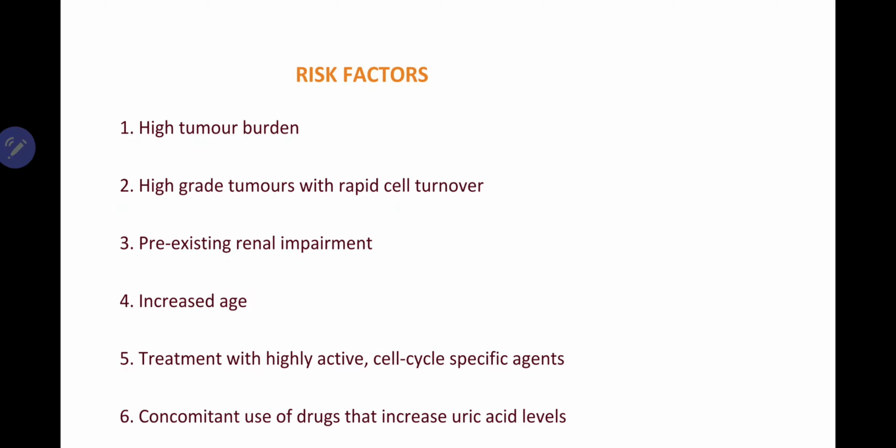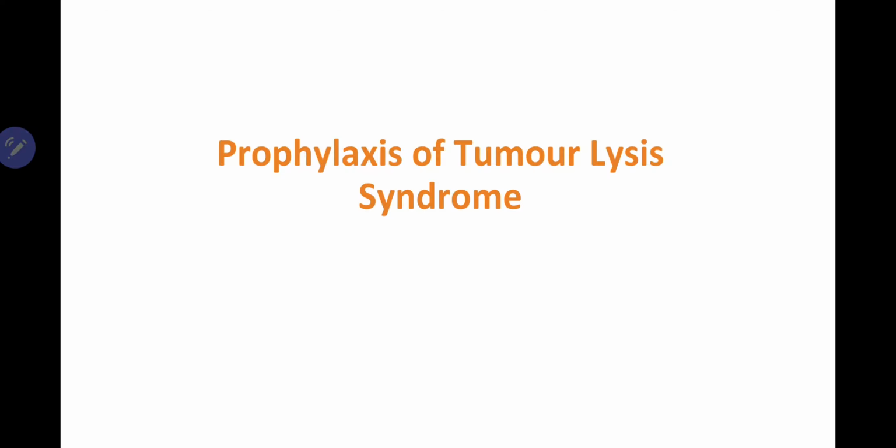What are the risk factors of developing tumor lysis syndrome? A high tumor burden, high grade tumors with rapid cell turnover, any pre-existing renal impairment, advanced age, if the treatment that we use is very potent and uses cell cycle specific agents, and use of any other drug that can lead to a rise in the uric acid levels.